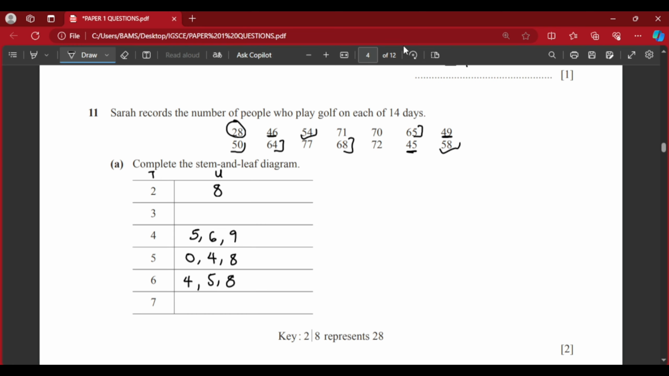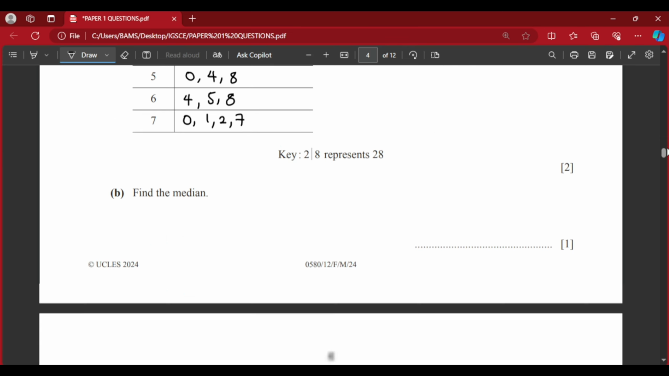What about 70? So we have 70, 71, 72, 77. So the leaf will now be what? 0, 1, 2, and 7. So that's just how to basically answer whenever you have something like this. So just check the unit and plug it in. Okay, so let's go to question 12.